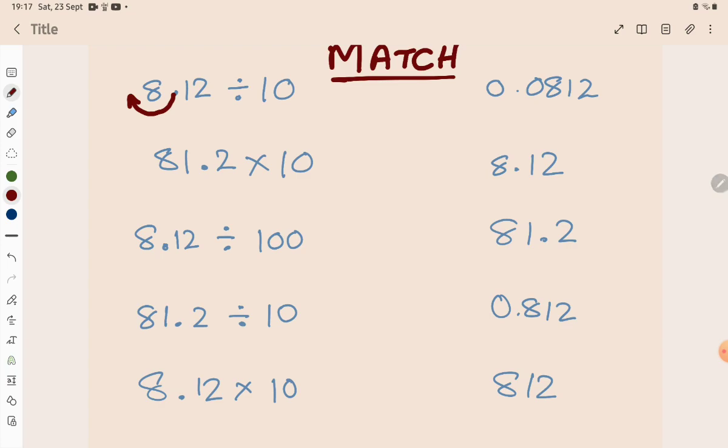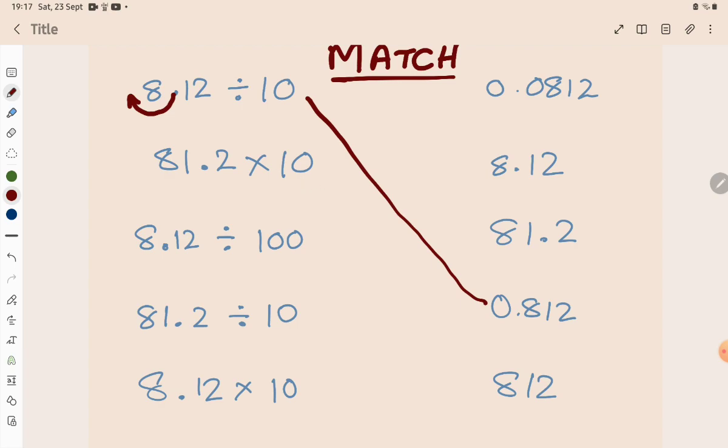So what you need to remember is that when you divide by 10, the decimal is going to move to the left in order to make the number a lesser number. So 0.812, do we have it in any of the options? Yes, we do. So this is what we match it against. Let's go to the second question.